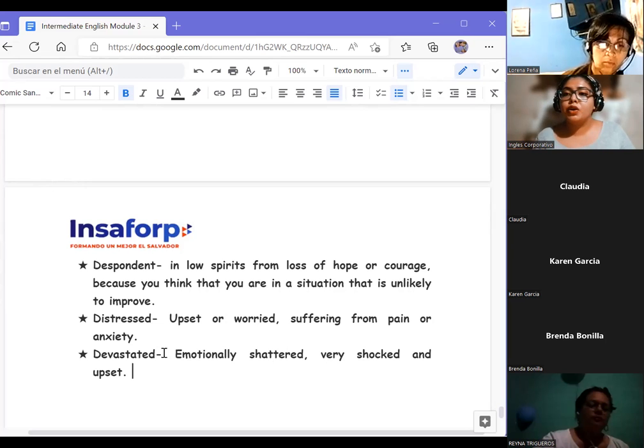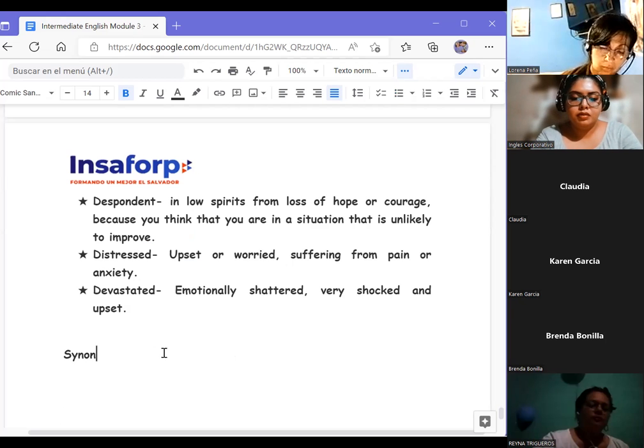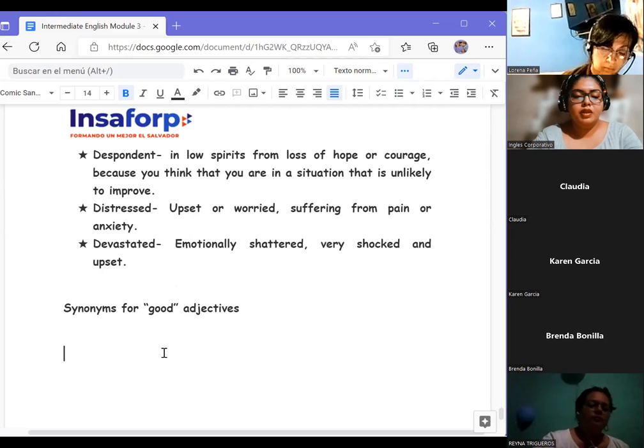So we are going to end with the sadness. We are going to have sad in that place, and we are going to talk about good. We are going to talk about the word good and some synonyms for the word good. Good. And we have our list again.